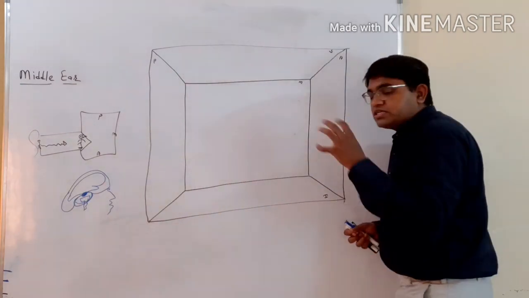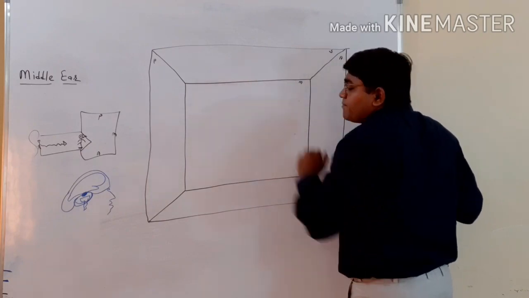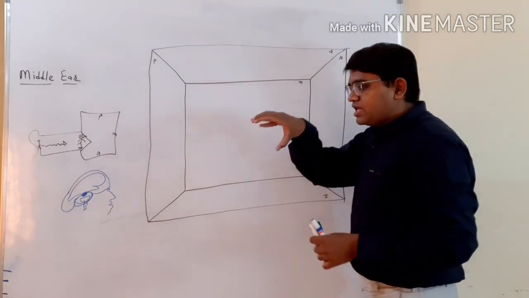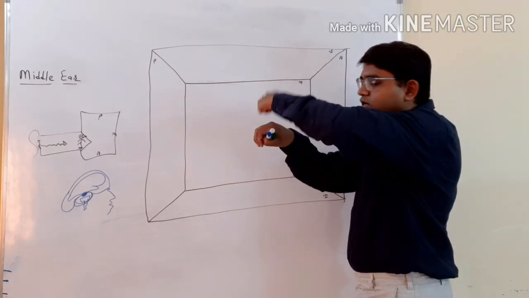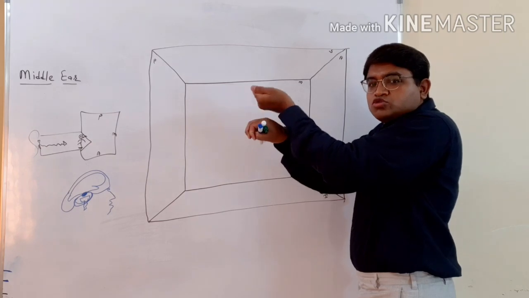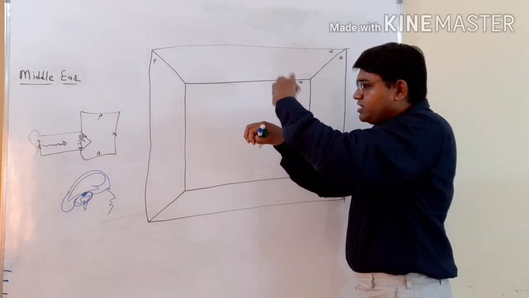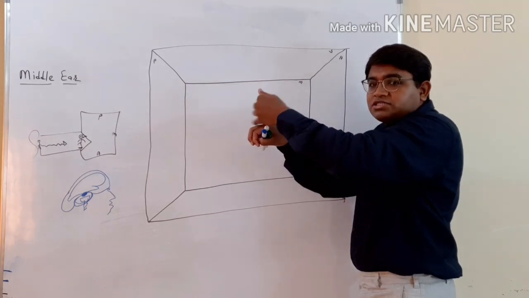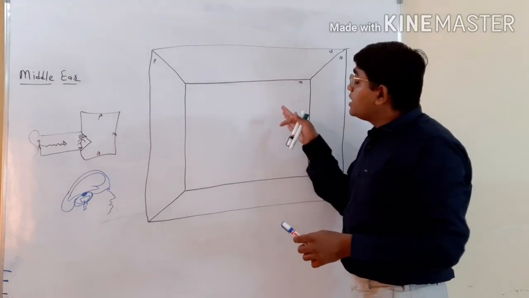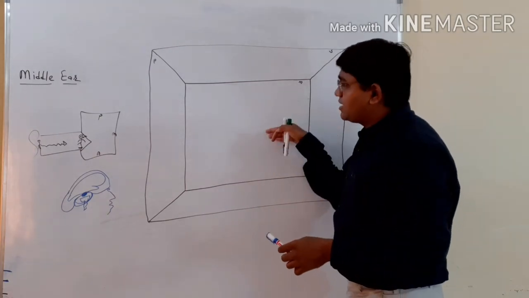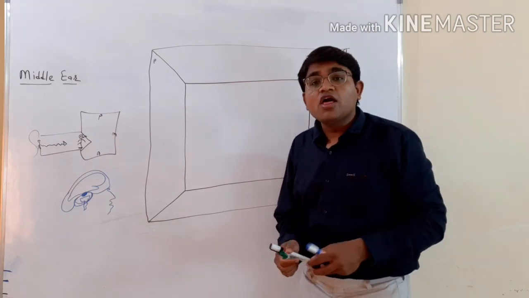So I hope you understand that the roof, or the superior surface, is forming a boundary between the middle ear cavity and the middle cranial fossa. The middle cranial fossa is on the superior side of this middle ear cavity, and the temporal part of the cerebrum is present here. So it is forming a boundary between the middle ear cavity and the middle cranial fossa.